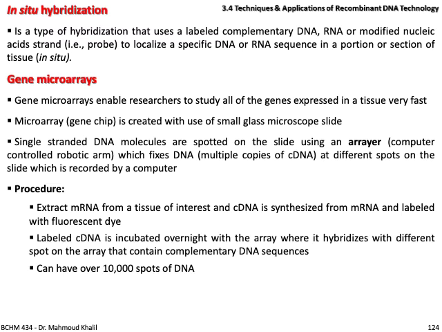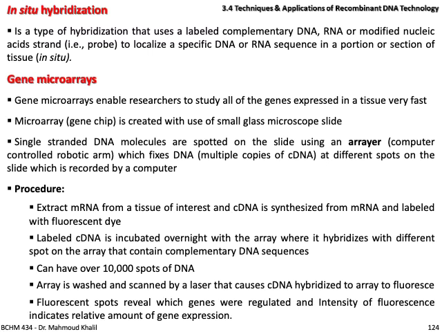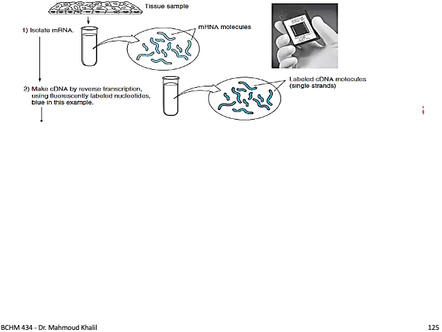This labeled cDNA is incubated overnight on the array, where it hybridizes with different spots on the array that contain complementary sequence. This array can have more than 10,000 spots of DNA. The array is washed and scanned by laser. The cDNA which already hybridized to the DNA on the array will fluoresce under excitation. These fluorescent spots reveal which genes are regulated, and the intensity of fluorescence indicates a relative amount of gene expression. These figures summarize what's happening in the microarray.